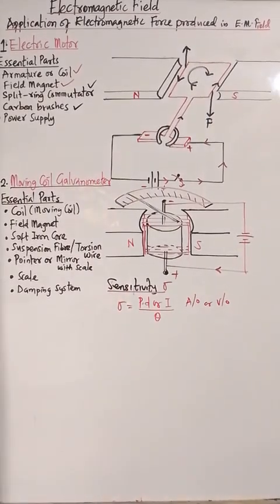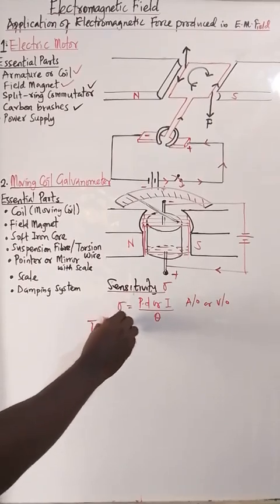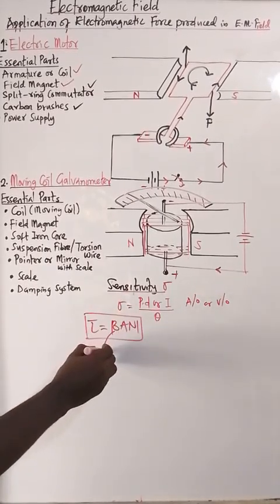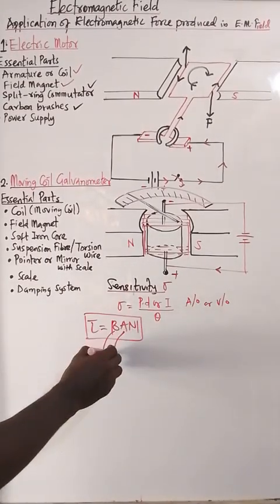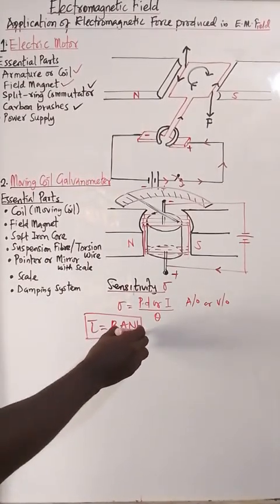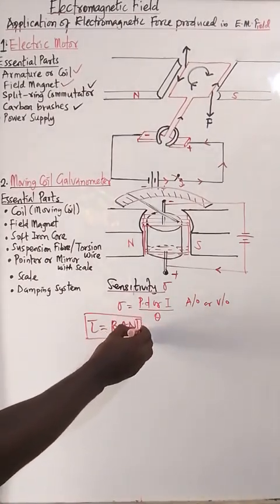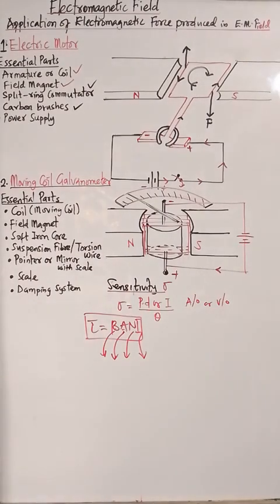And all these points are gotten from where? Recall I told you the torque produced in a motor is BANI. B represents the field strength, the magnetic field flux. This is the area, this is the number of turns, and this is the current. So for a particular current, for the torque to be very high, these three must be very high, and in addition to it, the spring must be very thin.